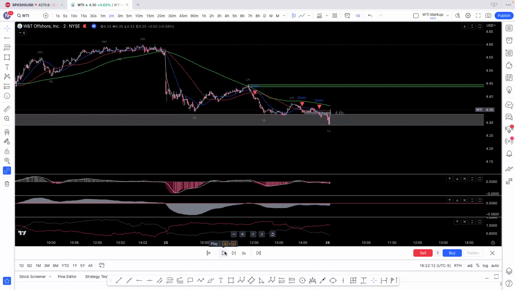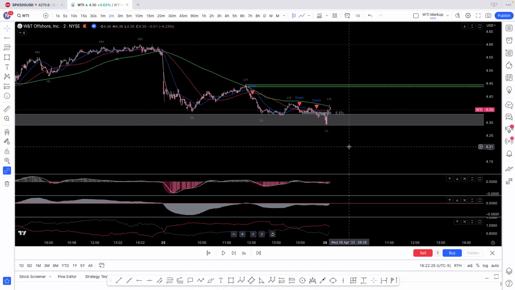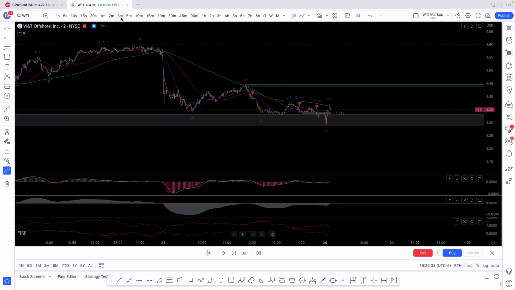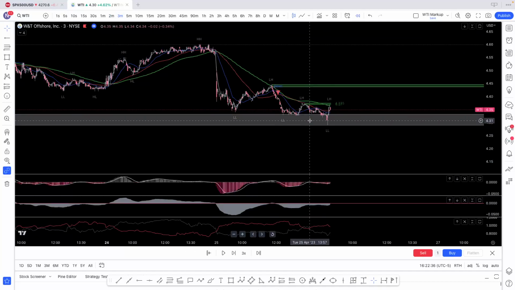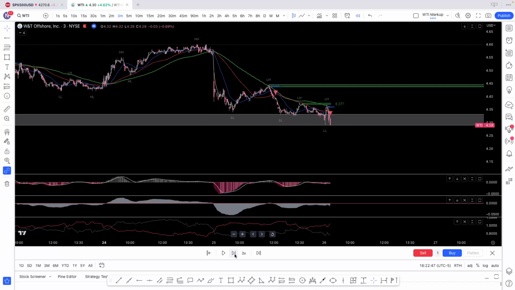Okay, price pulled up here. I'm going to play this out by a couple of candles. And now I'm looking at my moving averages right here. It hasn't crossed up and back down. I need to actually go up another time frame to get the crossing back and forth out. Okay, so that did that. And that did that.